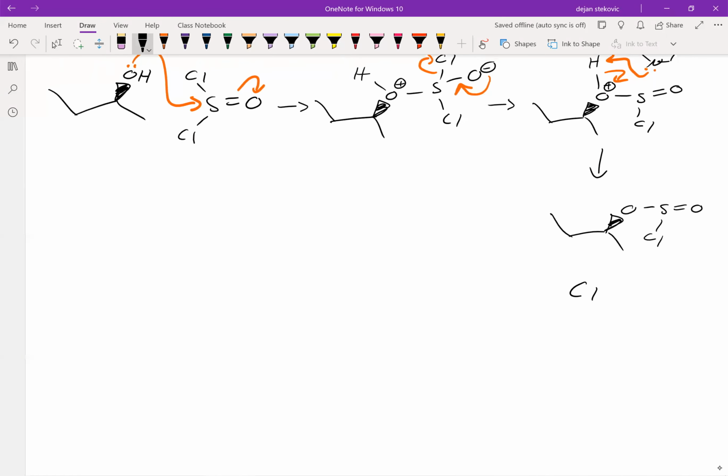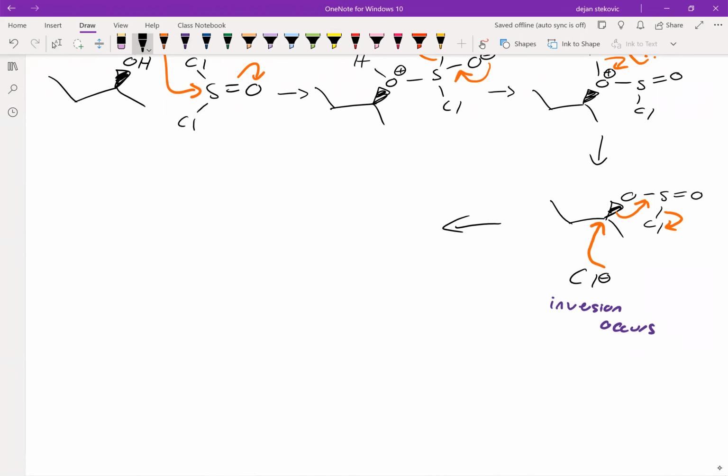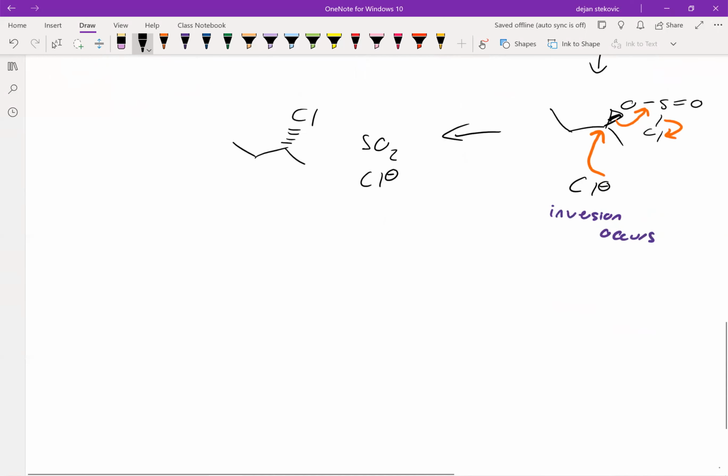After that, we can have our chloride come in and do an SN2 reaction, right? So the chloride is going to attack this carbon attached to the oxygen, and then this carbon-oxygen bond is going to become an oxygen-sulfur double bond, and the chlorine leaves. And so at this step right here, this is where the inversion occurs. Right, we're doing an SN2 reaction, so we have inversion of the stereocenter. So then we have our alkyl halide, some SO2, and some chloride floating around as well.